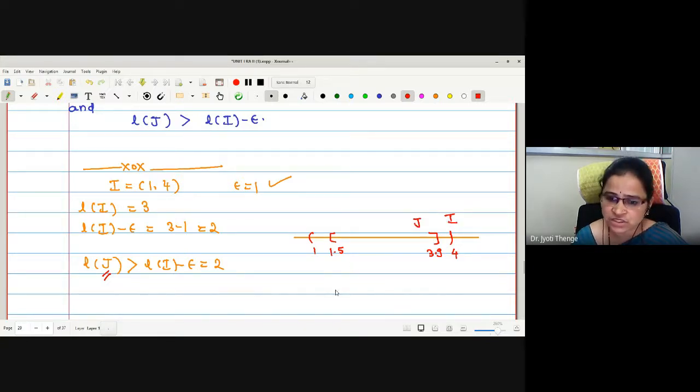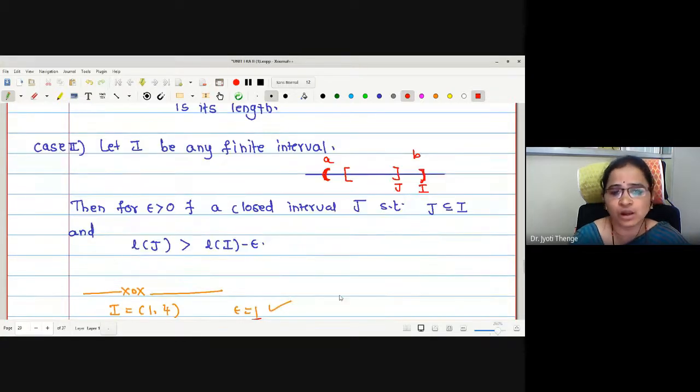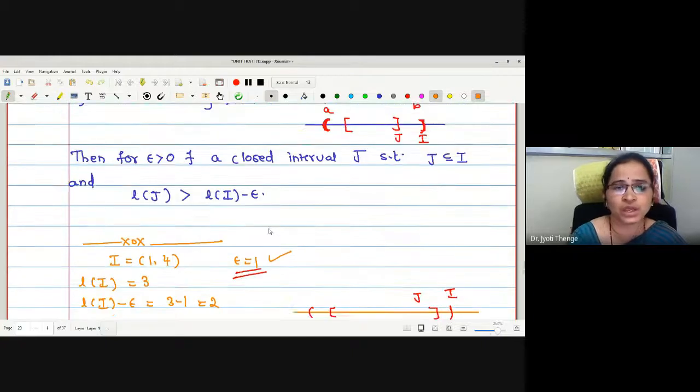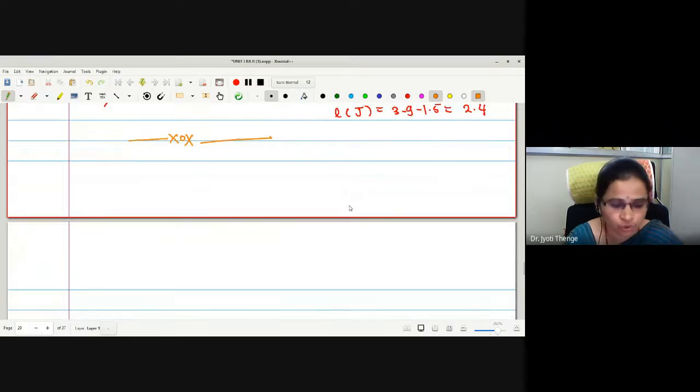What is the length of this J? 3.9 minus 1.5, 2.4. Yes, it is 2.4. And whether it is greater than 2 or not? Yes, it is. Can you do for every epsilon now? Whatever epsilon given, can we find a closed interval J whose length is greater than L of I minus epsilon? The example I have given just to understand the condition imposed on the closed interval. Therefore, with this restriction, such a closed interval J always exists.